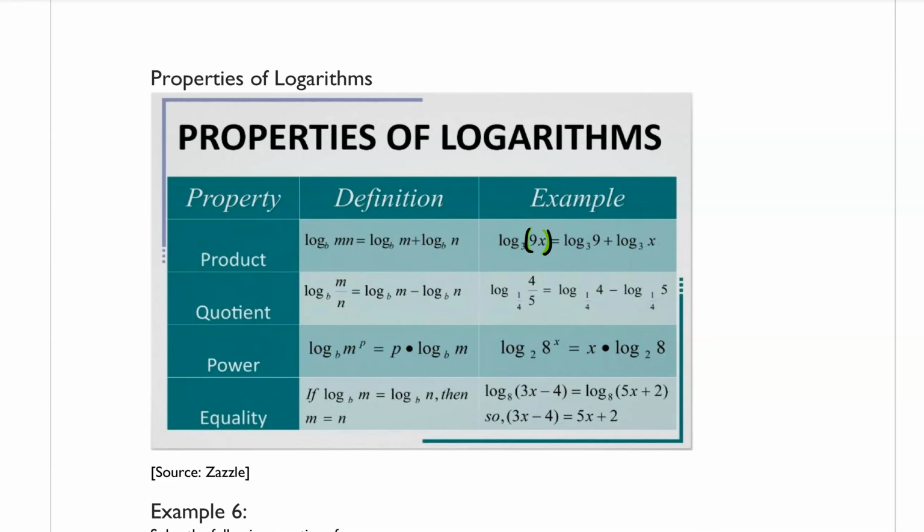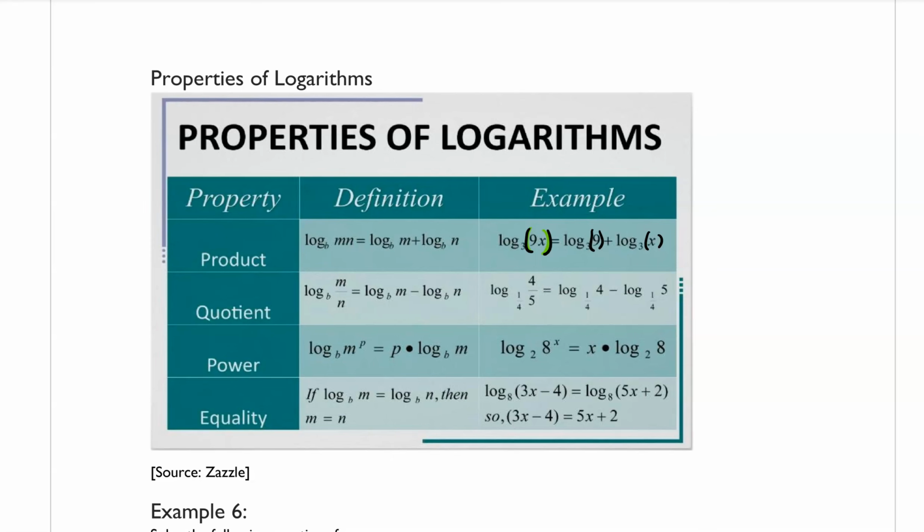So if you have multiplication on the inside of the logarithm, there's a rule that says that we can split that into an addition statement. So then that turns into log base 3 of 9 plus log base 3 of x. And you can read over the other rules as well.